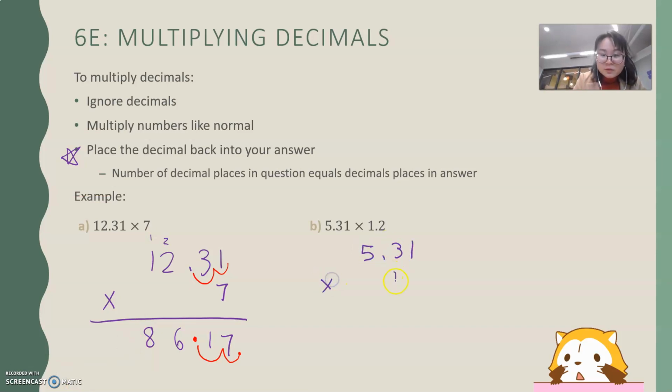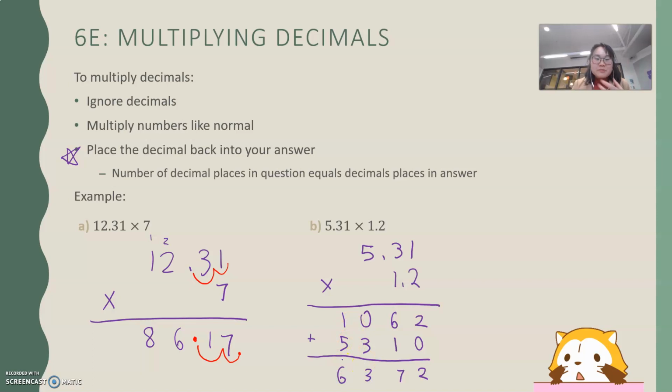5.31 times 1.2. Okay, so again, even though I've written the decimals in, I'm going to ignore them at the start and multiply my numbers like I would normally, like 531 times 12. All right, so 2 times 1 is 2, 2 times 3 is 6, 2 times 5 is 10. 1 times 1 is 1, 1 times 3 is 3, 1 times 5 is 5. Any empty spaces, there's a gap here, I can put a 0 in there, and then add these up. 2 plus 0 is 2, 6 plus 1 is 7, 0 plus 3 is 3, 5 plus 1 is 6.